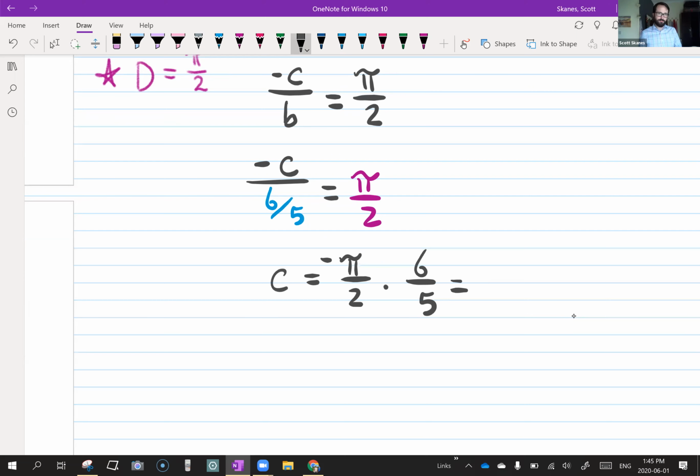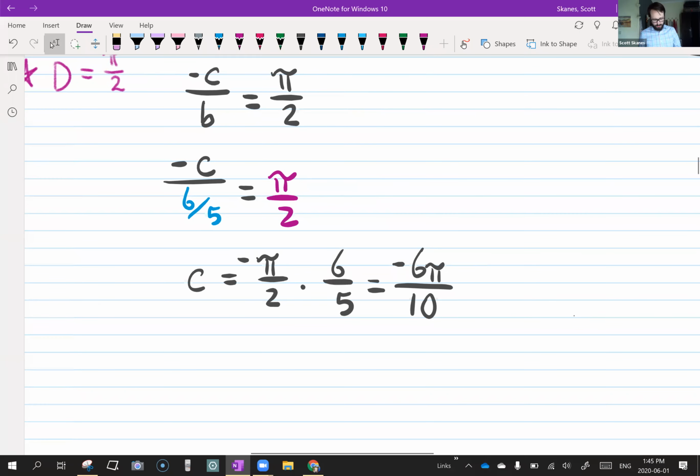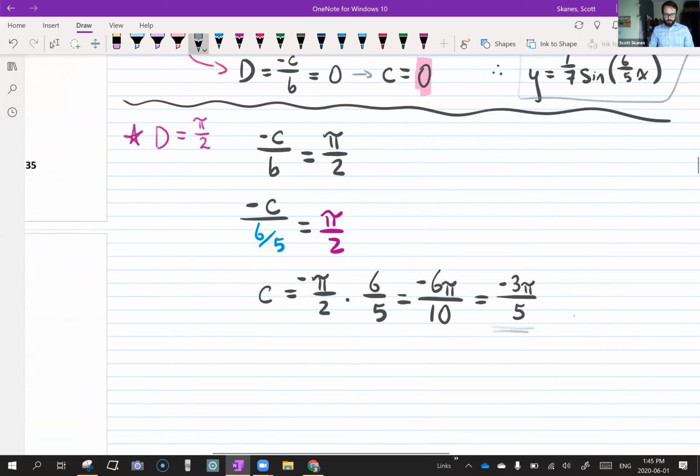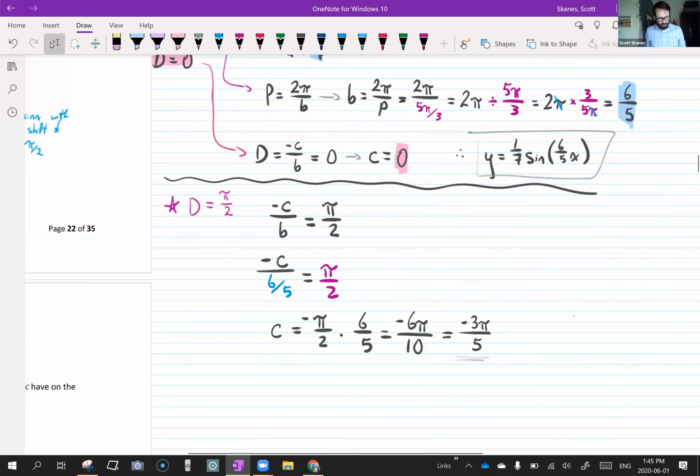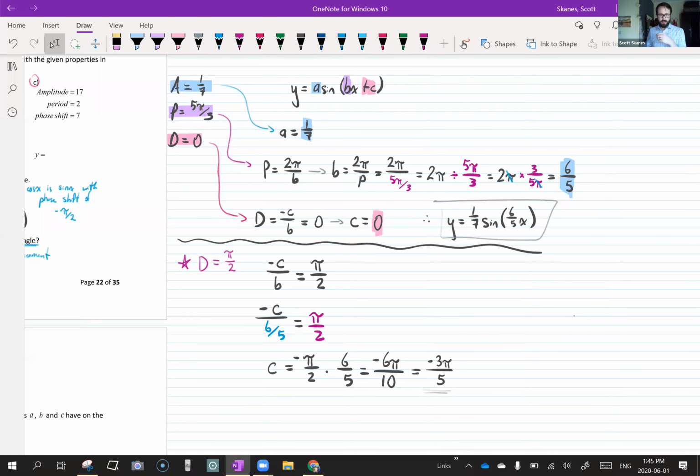So on top, what's negative pi times 6? It's negative 6 pi. On bottom, what's 2 times 5? It's 10. And then that can simplify. You know, put it into your calculator or something. You should get negative 3 pi over 5. Okay, so I just wanted you to be able to handle a question where there's fractions kind of thrown all over the place. There's fractions on top, there's fractions on the bottom. How do you handle those? Well, now you should be able to handle it. Okay, so that's a review of what we did yesterday. Is there anything that I can go through on this before I move on to the next topic?